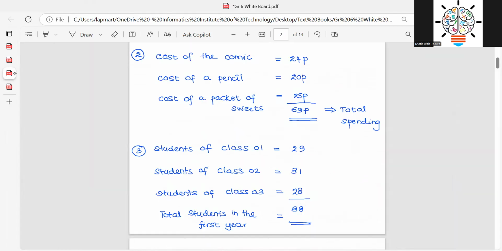No need to have the same thing like your school teacher. You can have your own thing, but whoever is marking your paper or the sum should be able to understand what you have mentioned. For example, question number 3, we are talking about the students in the first year. In the first year, we have 3 classes: class 1, class 2, and class 3. Separately, I have written the students of class 1, students of class 2, and students of class 3. Altogether, I have 88 students in the first year.